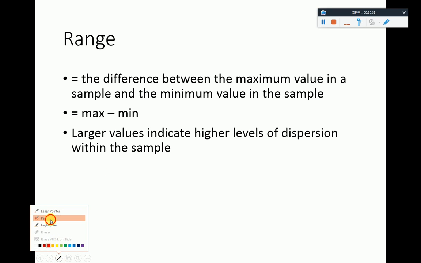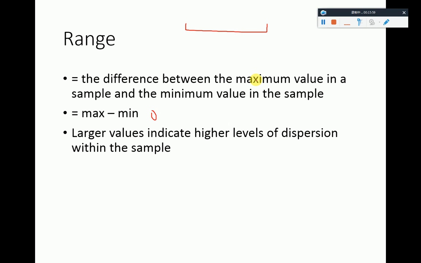What would be the smallest possible value? 0. It cannot be negative because it will always be the maximum value, the larger value, minus the smaller value, right? Of course, they could be the same, but you cannot reverse this equation, right? So the smallest is 0. That means there's no difference across the sample values. Well, how is that possible? Well, it is of course possible, right?